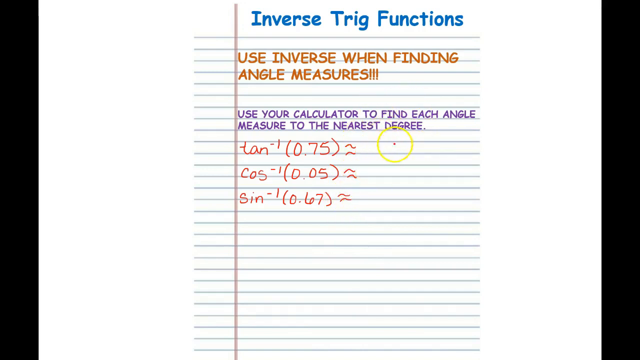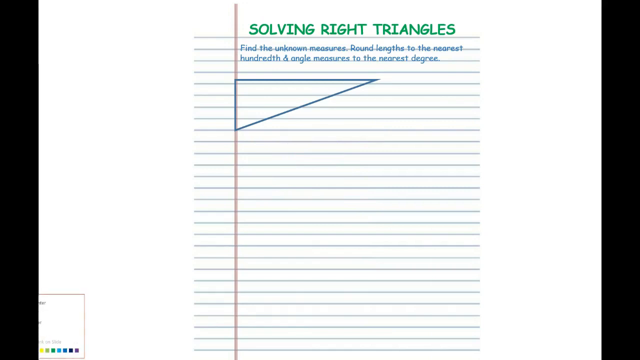And don't forget, guys, it is to the nearest degree, which is, of course, your whole number. You knew that. You should have gotten 37 degrees, 87 degrees, and 42 degrees. Pause the video, guys, and be sure to write this down.